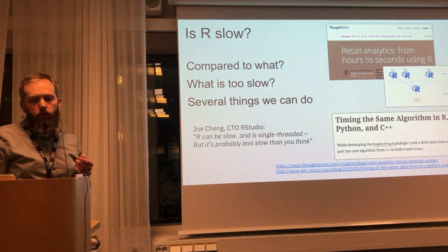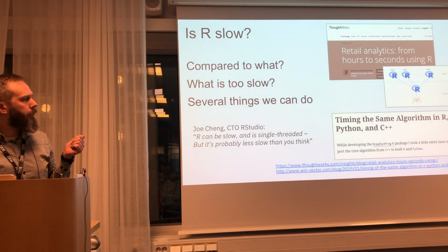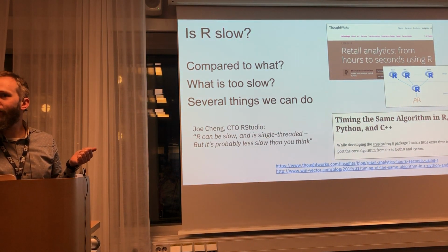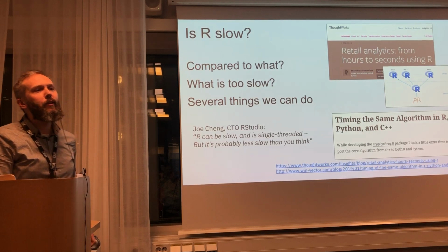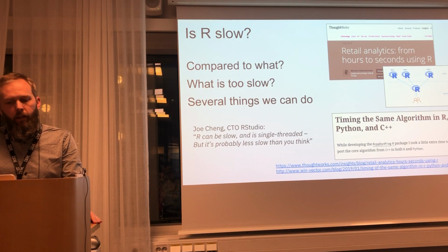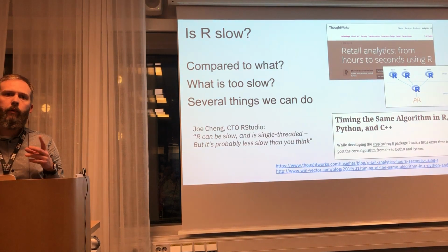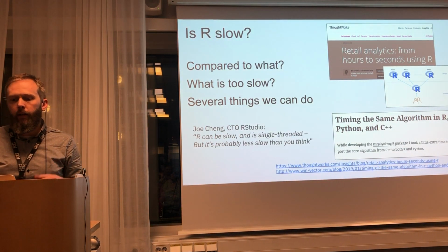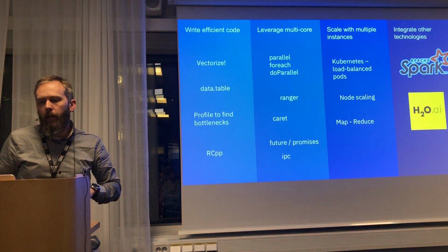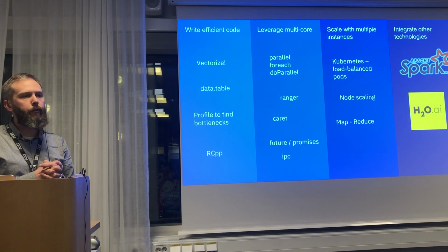And just last week, Joe Cheng, the CTO of RStudio, gave a talk at the RStudio conference on using Shiny in production. So if that is a topic that is of interest to you, and it might be since you're actually here, you can check out that talk. And he said one thing, or wrote actually, R can be slow and is single-threaded, but it's probably less slow than you think. And that mirrors my experience, that we can improve the speed of R, we can also scale it very much. And I'm probably running a little bit out of time, but I'll highlight some of the things we can do to improve the speed and throughput of R code.